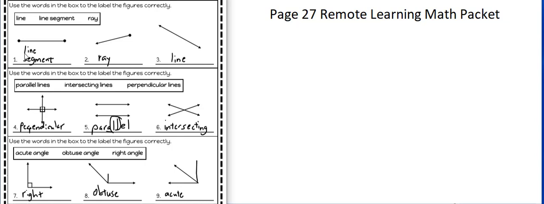And one way that many people help remember that is cute. If something is small, you're like, oh, how cute is that? Okay, so the one that is less than 90 degrees is an acute angle, and hopefully that helps.